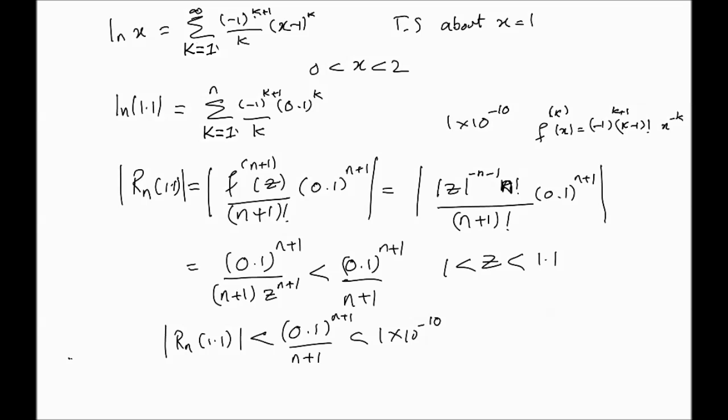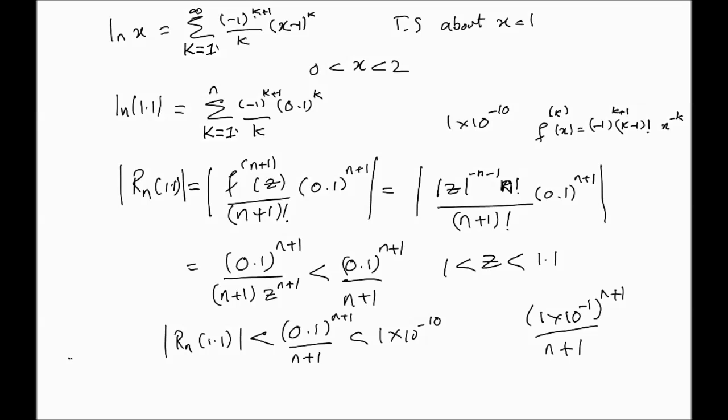Now here a lot of students get a little confused about solving this particular inequality. You start looking at logs and so many different things, and what you don't realize is that there's actually a very easy way to do this. This is 10 to the minus 10. You have 0.1 to the power n plus 1, and remember 0.1 is 1 times 10 to the minus 1. So what you're looking at is 1 times 10 to the minus 1, to the power n plus 1, divided by n plus 1.